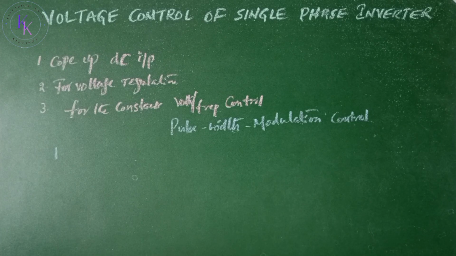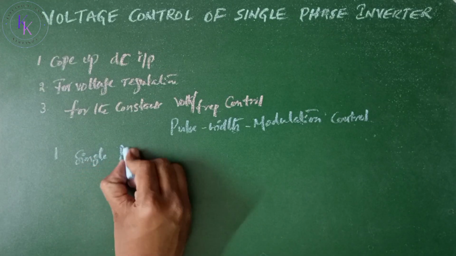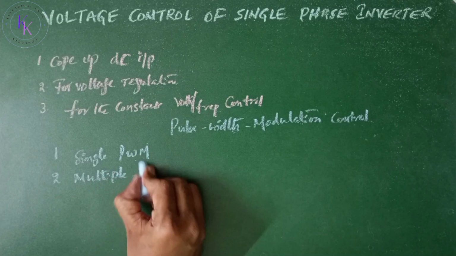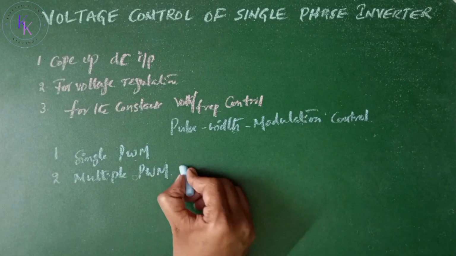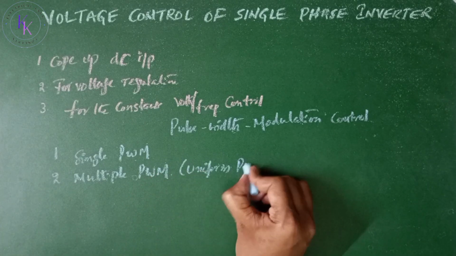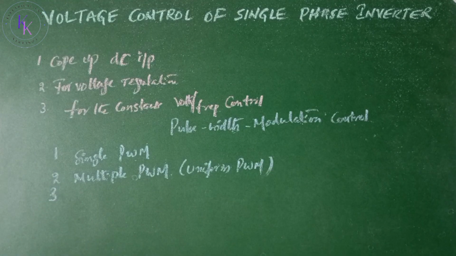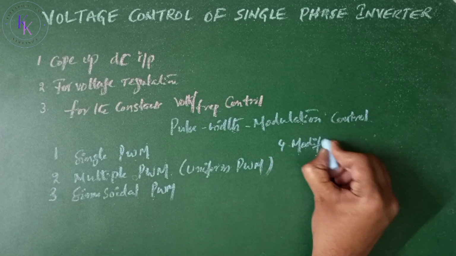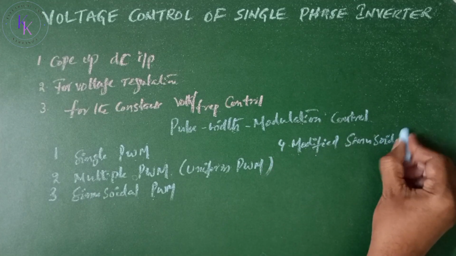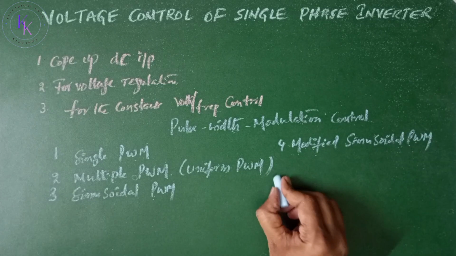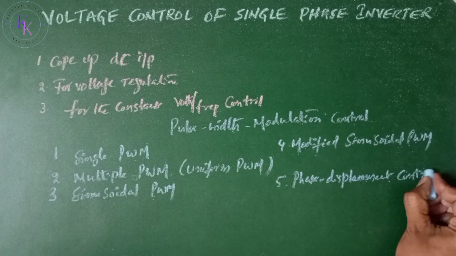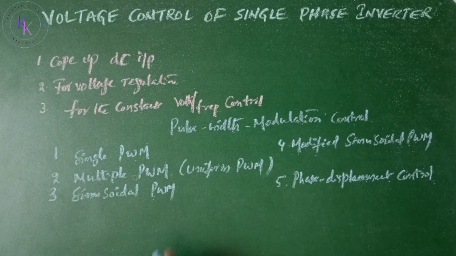The commonly used techniques are single pulse width modulation, second multiple pulse width modulation, also known as uniform pulse width modulation, third one sinusoidal pulse width modulation, fourth one modified sinusoidal pulse width modulation, and finally phase displacement control. Let us see the techniques one by one. So first we'll discuss the single pulse width modulation.